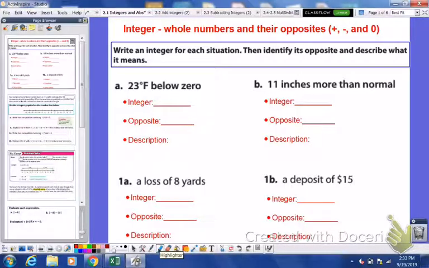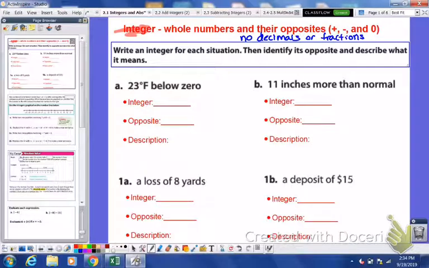An integer, highlight that real quick, is a whole number and their opposite, or would be whole numbers and their opposites. So we're talking about positives, negatives, and zeros. However, make a note, there are no decimals or fractions. So still no decimals or fractions. Just talking about our whole numbers and their opposites.